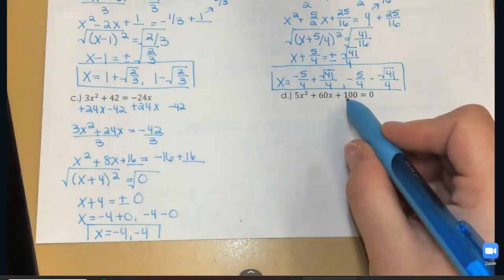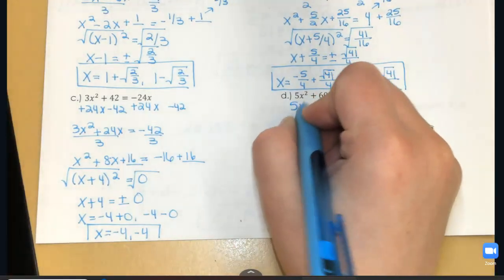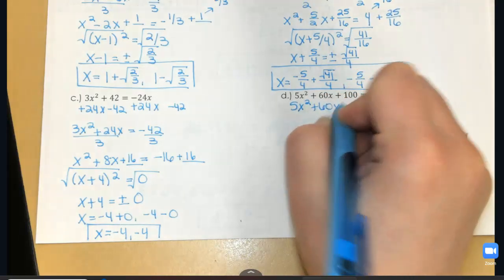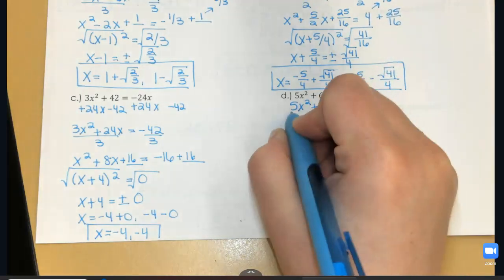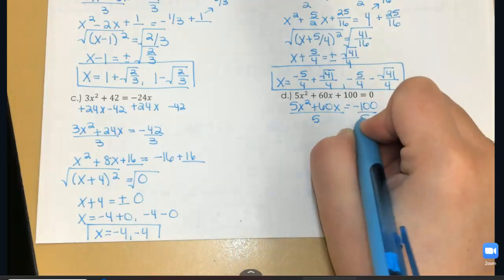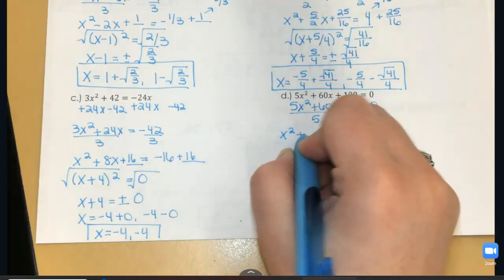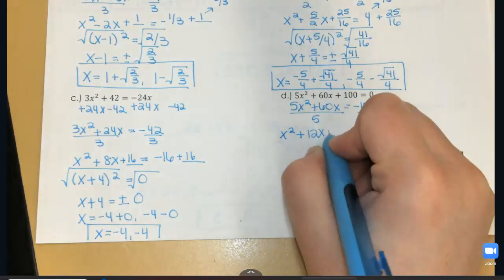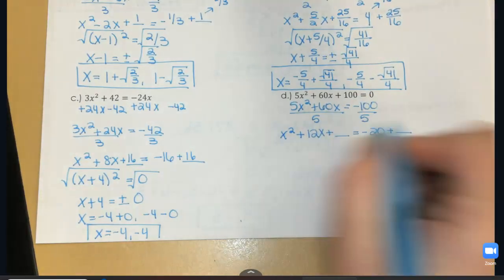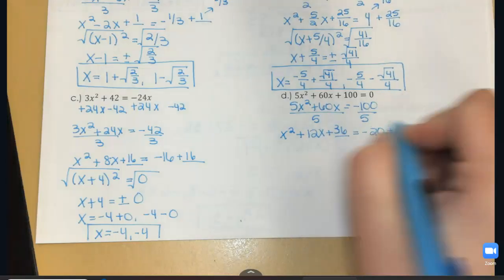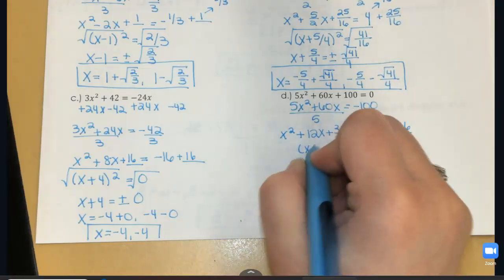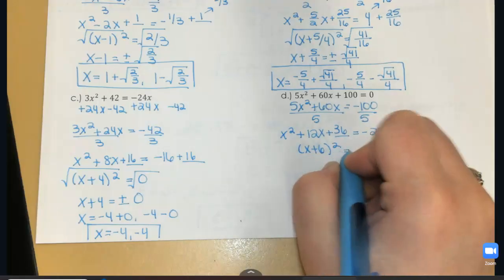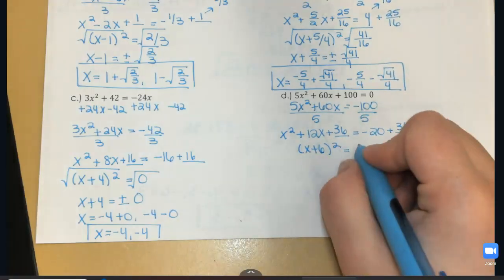Okay, one more for the road, moving over that constant 100, and then dividing everything by a, which is 5. So x squared plus 12x equals negative 20. What is going to complete this square? Half of 12 is 6. 6 squared is 36. So x plus 6 squared equals negative 20 plus 36 is 16.